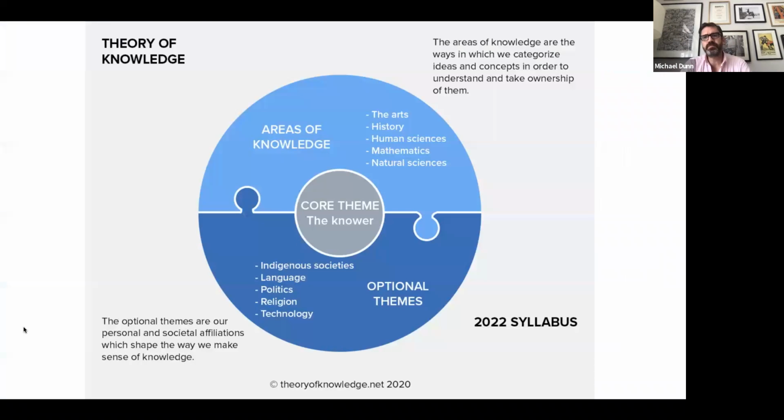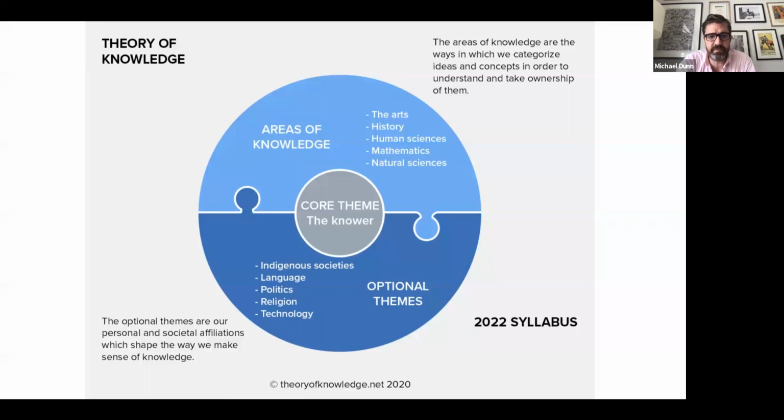Okay, so this is what the course looks like now. We've got a new syllabus that we've just started. Students have started learning this summer the new syllabus for exams in 2022. So we have these 5 areas of knowledge that they concentrate on. I think the best way of describing the areas of knowledge is how we categorize ideas and concepts. So you can see for yourself what those 5 areas of knowledge are.